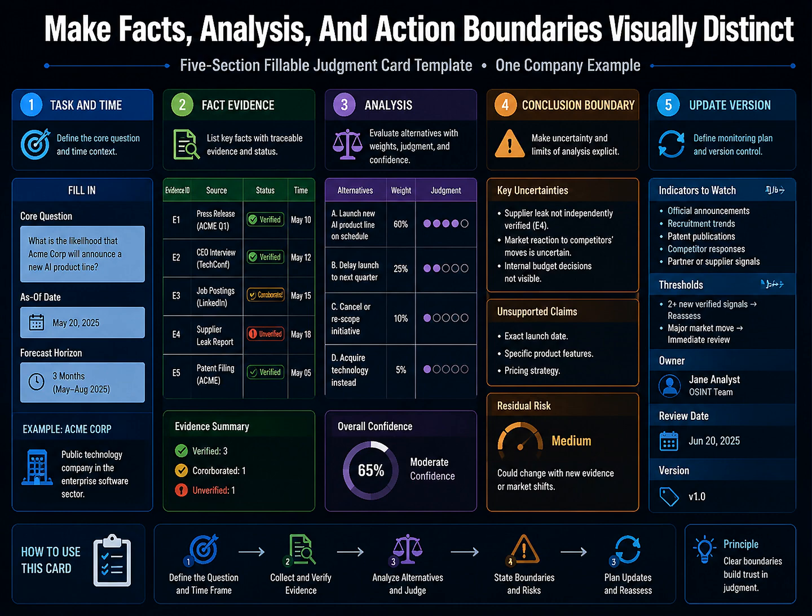Before delivery, try a reverse explanation. Ask a colleague to state the facts, judgment, unsupported claims, and update triggers. If the retelling changes the meaning, the product boundary is not yet clear enough.